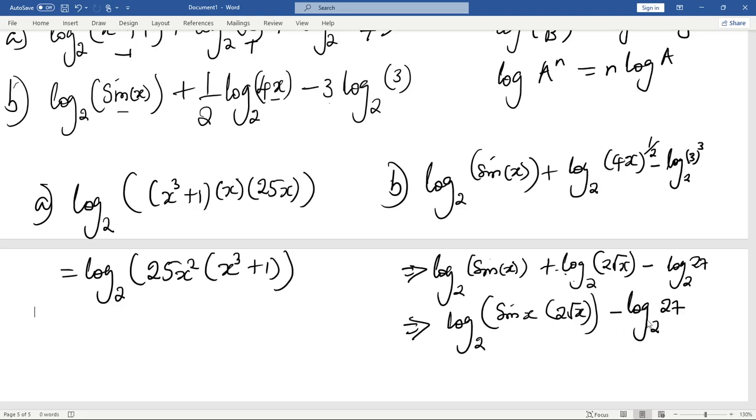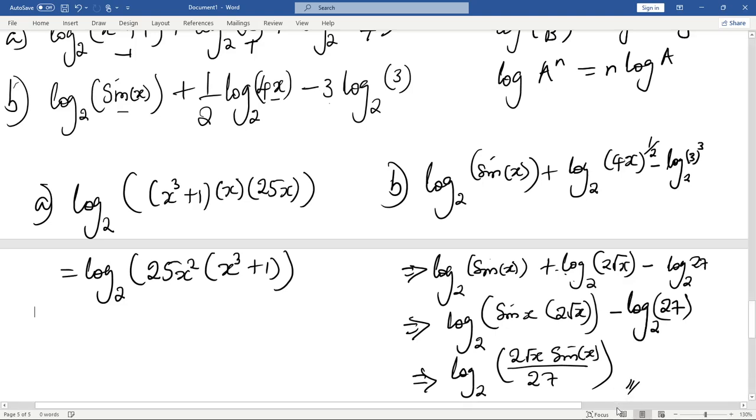The fact that we're subtracting means that this function is being divided by this function. Therefore we're going to have log to the base 2, open brackets, 2 root x sine x divided by 27. So we've written the second question in the form of a simple log.